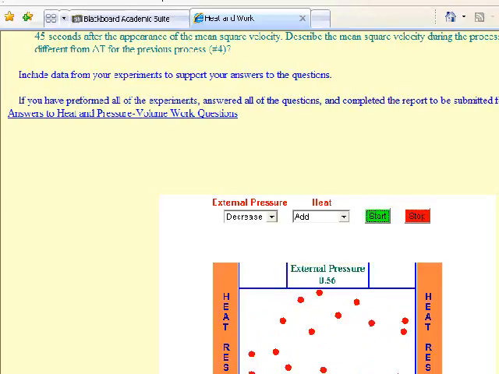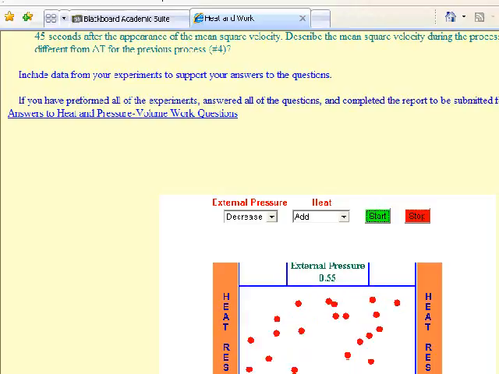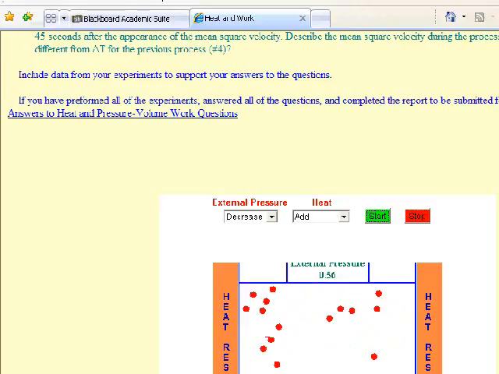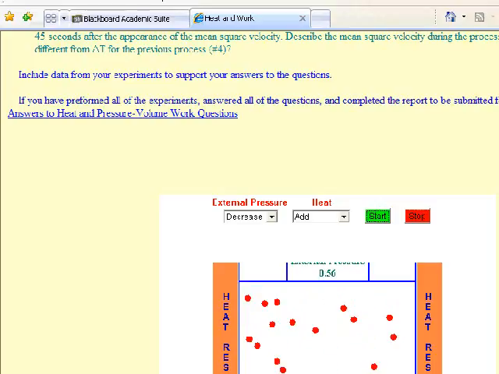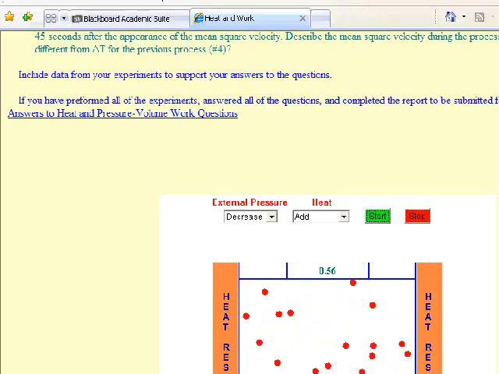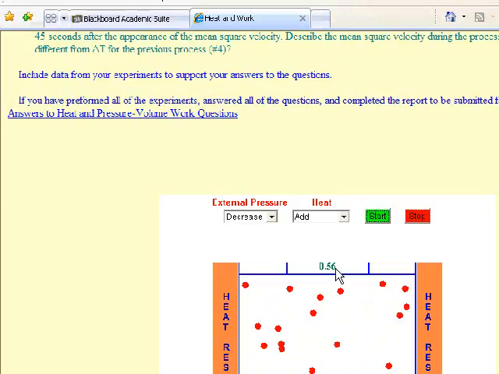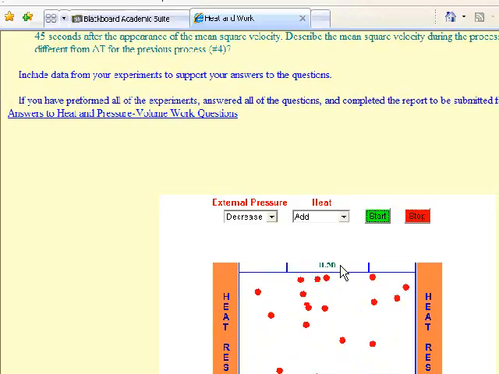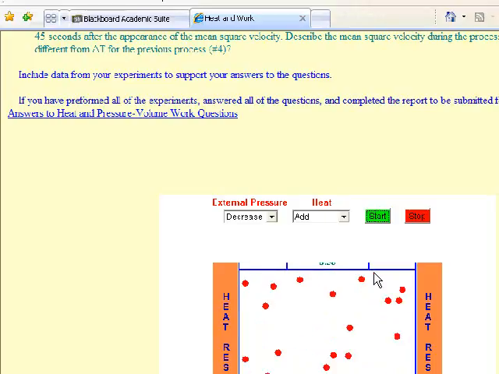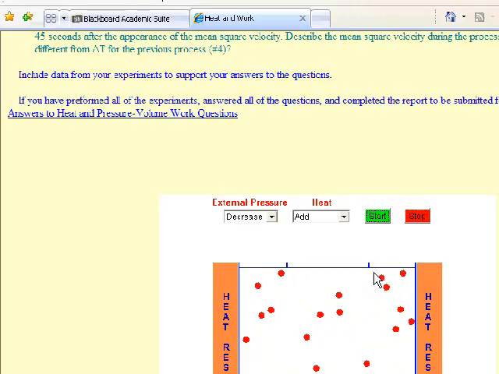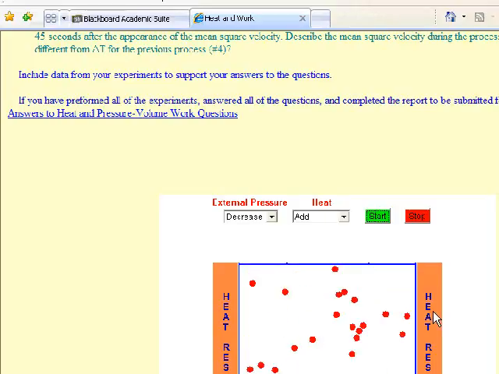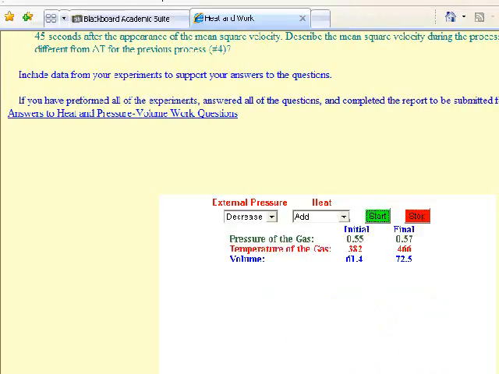Now down here you can see that the mean square velocity has shown up. It increases. That means that they're getting faster, and it also means the temperature is higher. Just off the screen, the external pressure decreases, because that's what we said. Notice that the piston actually expands, so the volume gets larger, so we expect that as well. As I said, it takes about 45 seconds.